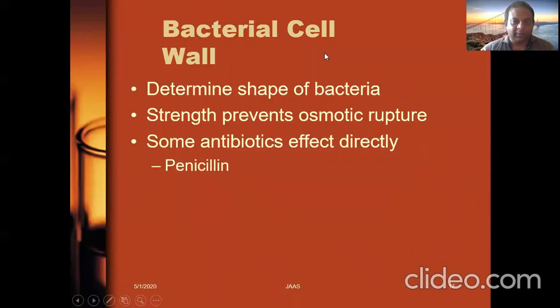So about the bacterial cell wall, it helps to determine the shape of the bacteria, such as bacillus-like or spiral. Also, it prevents osmotic rupture. So it strengthens the cell support, determines the shape of the bacteria, as well as prevents osmotic rupture from outside. As for clinical application, some antibiotics affect it directly. Some, meaning the major ones, penicillin and beta-lactams, act mainly on it.